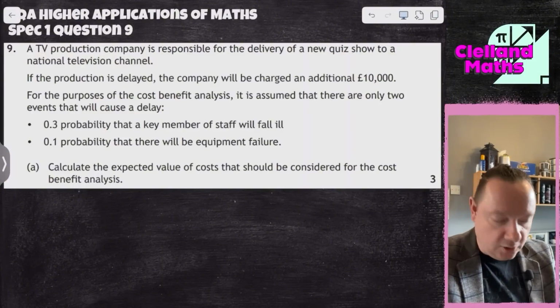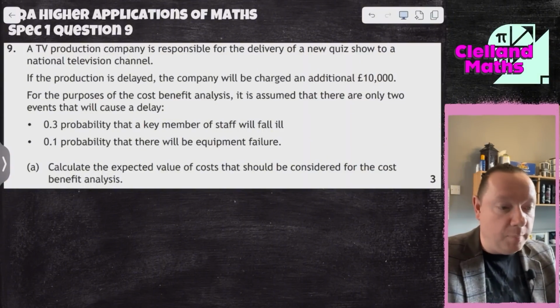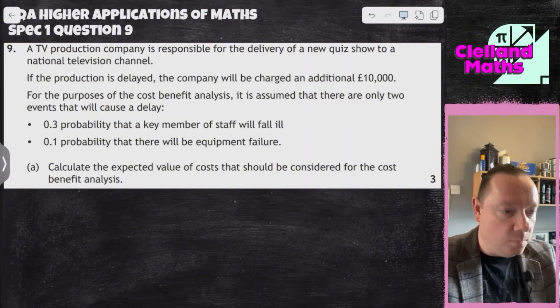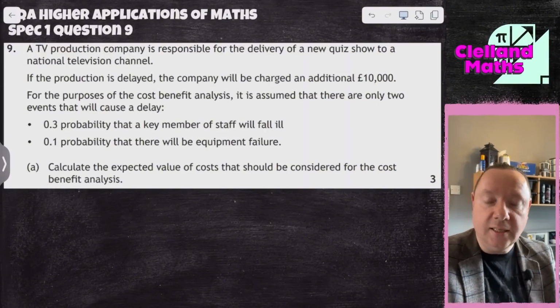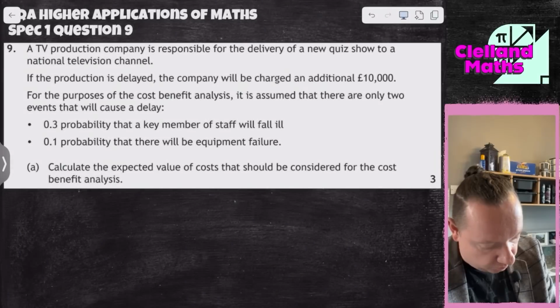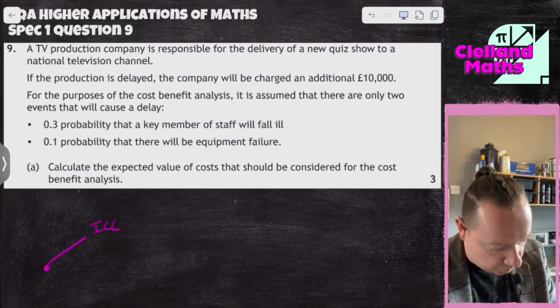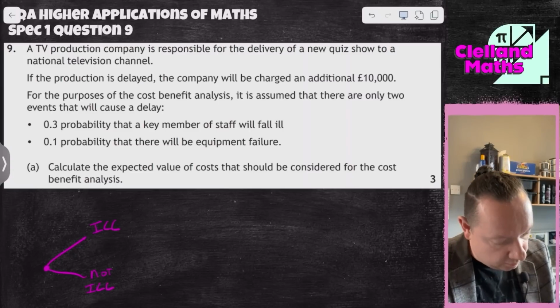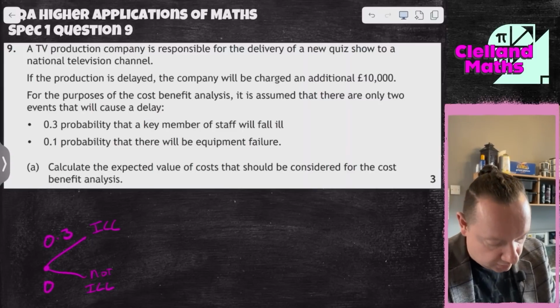It's been a bit wishy-washy here. Usually you just get told what's going to happen if one or more things fail, but let's do it based on that. So what's the probability of nothing happening? Now I always do this with a tree instead of having to overthink it. So I always start off by saying, look, I'm here. And if somebody falls ill, I could say, well, ill, not ill. 0.3 if you fall ill, and then it adds up to 1, so it must be 0.7 for not being ill.